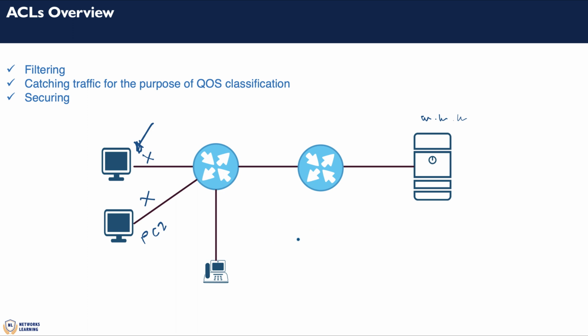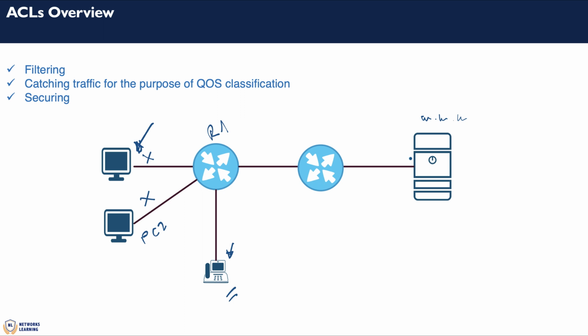Access lists are also used for catching traffic for the purpose of quality of service classifications. So for example, this is an IP phone and I would like to prioritize the traffic for this IP phone here. So what I will do is have an access list, very likely on this router 1, that will look at the traffic coming in from this phone and put it in a class map, which I will then prioritize. So in this particular case, nothing is permitted or dropped, but it's purely catching the kind of traffic so I can classify it and take further action afterwards using my quality of service policies.